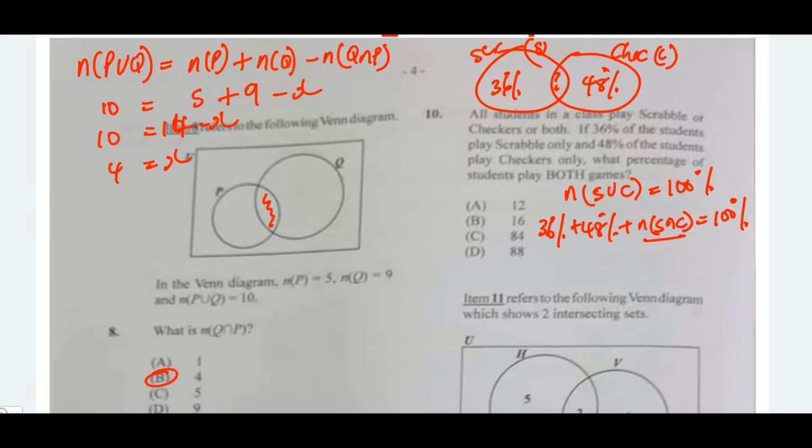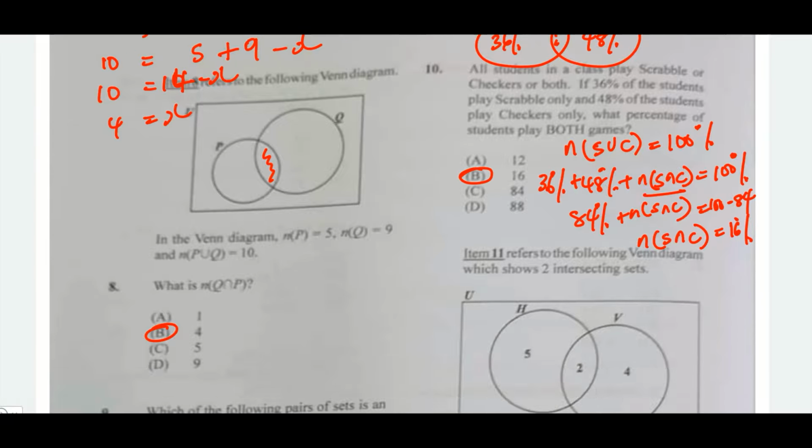So we have 36 plus 48 gives us 84%, plus the number of S intersect C. Then we have 100% minus 84, minus 84 from both sides of the equation. So the number of S intersect C would be equal to 16%. If you have a shortcut, comment the shortcut below if you have a shorter way of doing it.